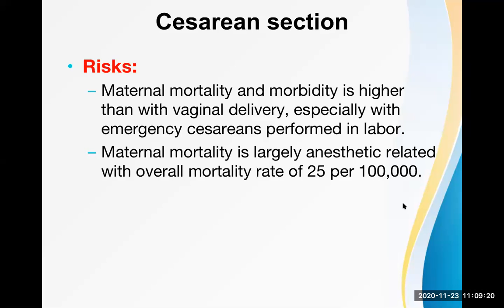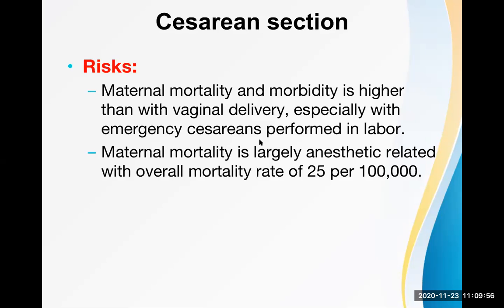Now, what I'm saying here, the risk of cesarean section is higher than with vaginal delivery, especially with emergency cesareans performed in labor. The risk is higher. The risk can be because of anesthesia. The risk can be because of the incision which is given on the anterior abdominal wall and specifically on the anterior uterine wall. The bleeding can be excessive. Okay, so cesarean section is always considered a complicated type of procedure than the normal vaginal delivery.